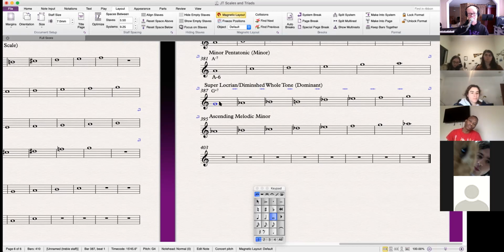Half, whole, half: to A flat, to B flat, whole, B flat to B, half. So half, whole, half. Then B is kind of like the pivot note. From B to the end of the scale, it's whole tone. B is a whole step away from C sharp or D flat. D flat's a whole step to E flat, whole step to F, a whole step to G. So that's why another term for it is diminished whole tone.